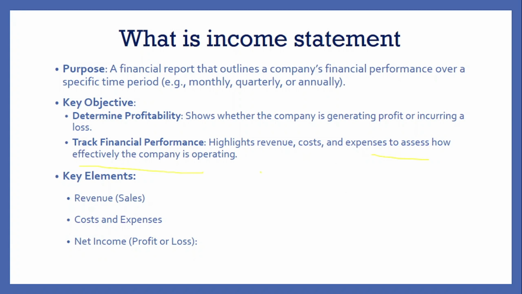The key elements in an income statement are, first, revenue or sales, which is the top line coming in the income statement, then the cost and other expenses, and the net income. So the basic income statement will be the revenue minus all the costs, which is equal to net income. That means we have to reduce all the costs and expenses from the revenue or the sales to calculate the net profit or net income.